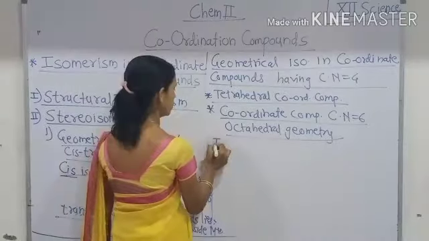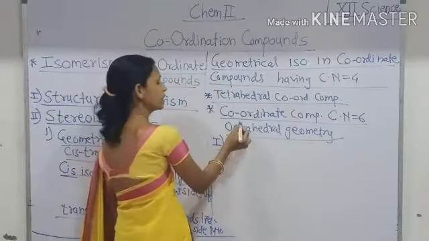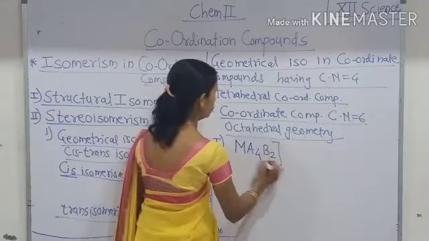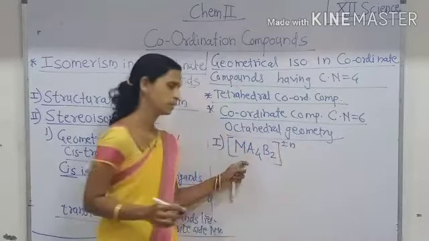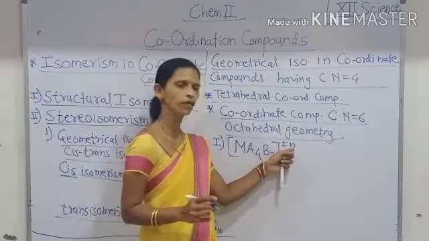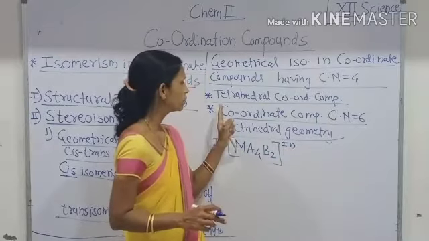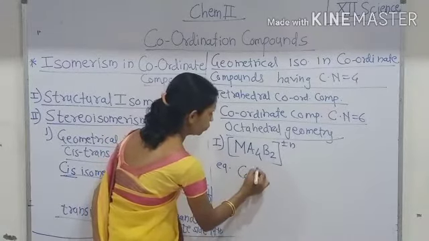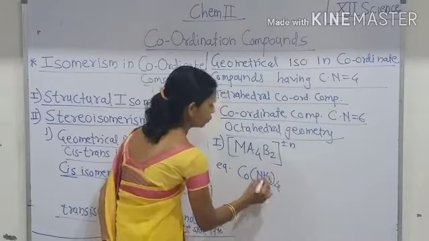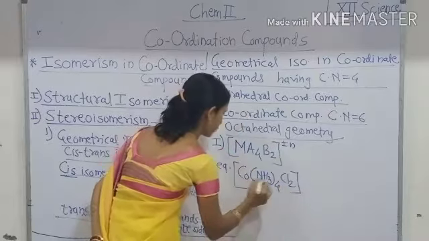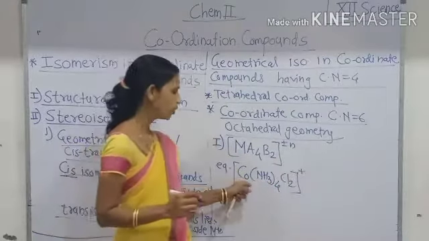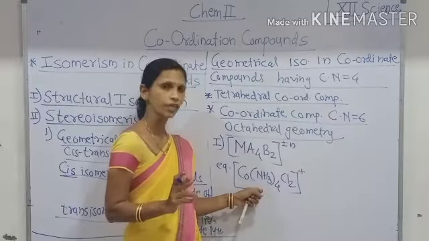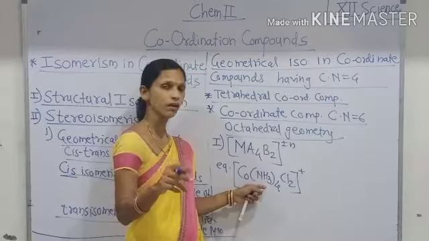Then see here, the first type of this kind of coordinate compound is the Ma4B2 type of complex. See here, the Ma4B2 type of complex or coordinate compound shows geometrical isomerism, that is cis-trans isomerism. For example, Co(NH3)4Cl2 plus is one of the examples of the Ma4B2 plus minus n type of coordinate compound which has octahedral geometry.